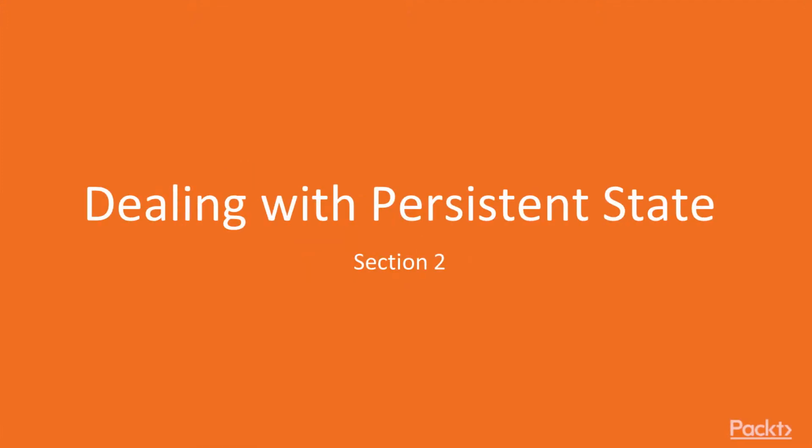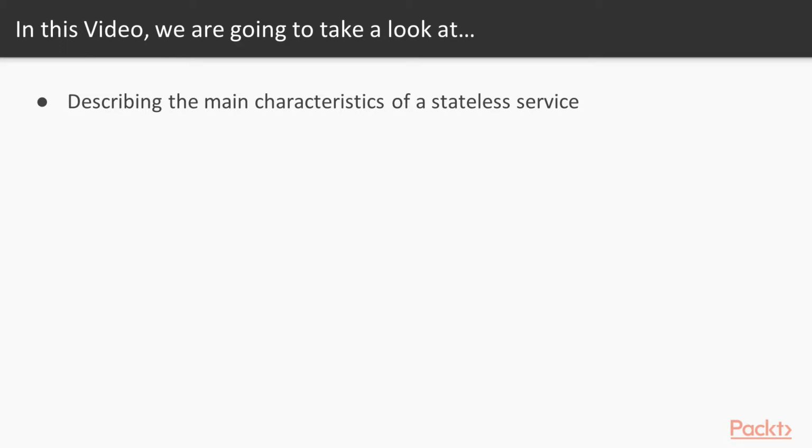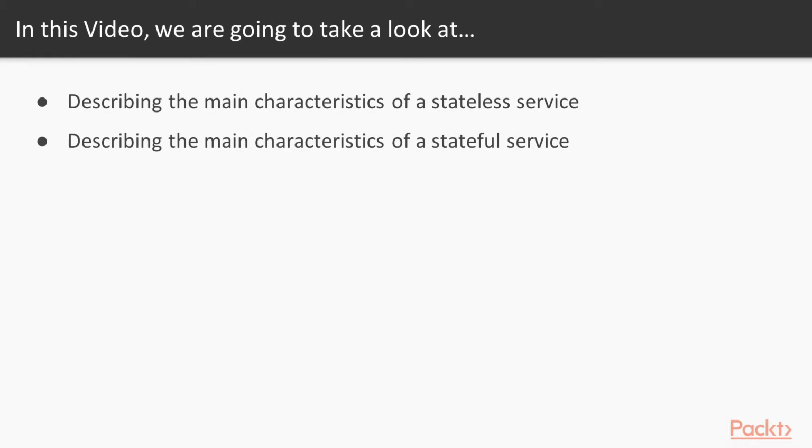Section 2, dealing with persistent state. In the last section, we have discussed how to containerize a distributed application. In the first video of Section 2, I will introduce you to stateless and stateful services and explain what their key differences are. In this video, I am going to provide you the main characteristics of both a stateless and a stateful service. Once we know what they are, I'm introducing some typical real-world examples for each type of service.